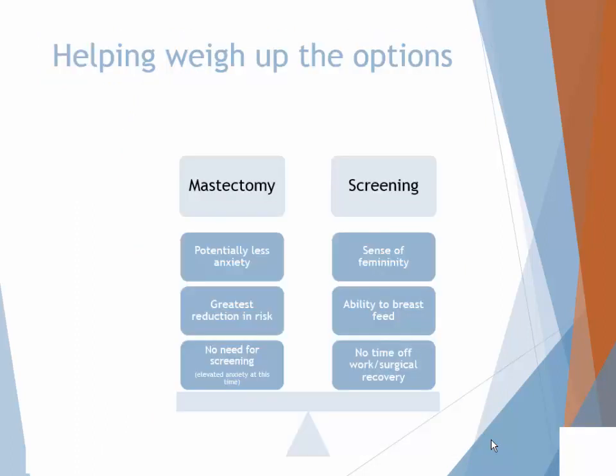Part of our role is to help patients make decisions about what they're going to do with regards to something like having your breasts removed. It can be quite a significant procedure, so it's important for women to think about that quite seriously and not rush the decision.